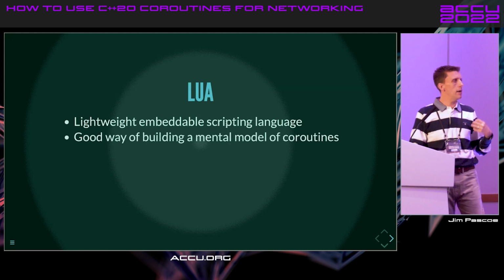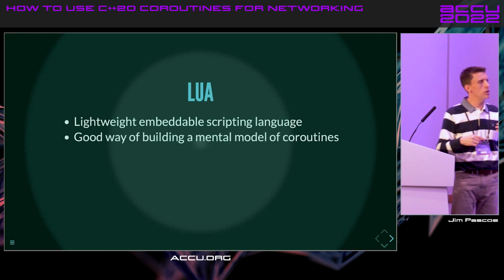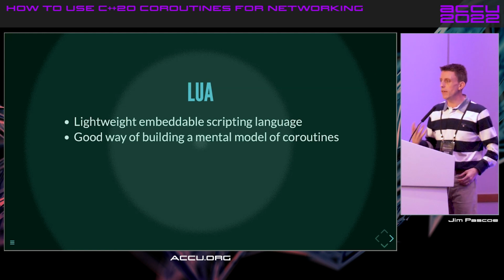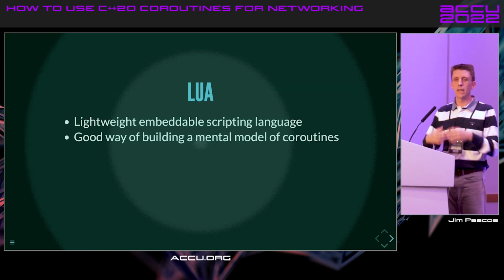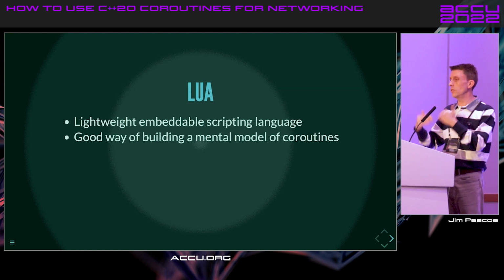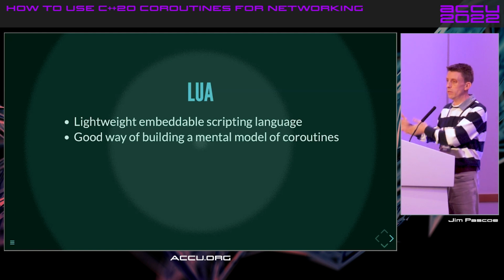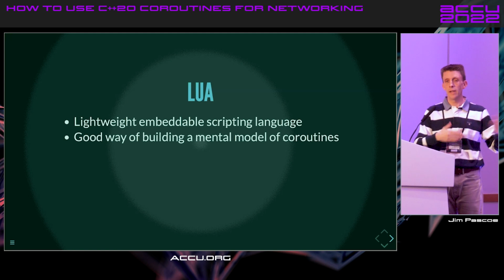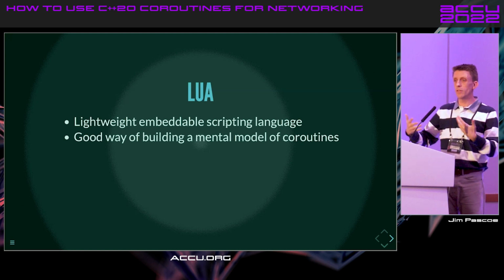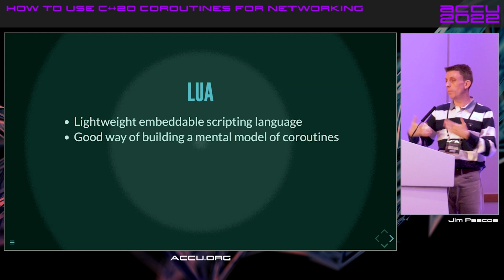All right, Lua. For those of you that don't know, it's a really nice, lightweight, embeddable scripting language. I like it a lot, and I think it's very useful in this context because it's a good way of building a mental model of coroutines. If you're starting to get into coroutines and you don't have a good understanding of what a coroutine is, I probably wouldn't start with C++20. I'd start with Lua, build up some understanding, and then apply it to C++20.